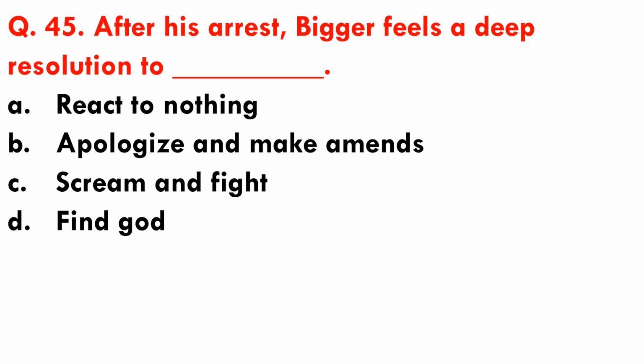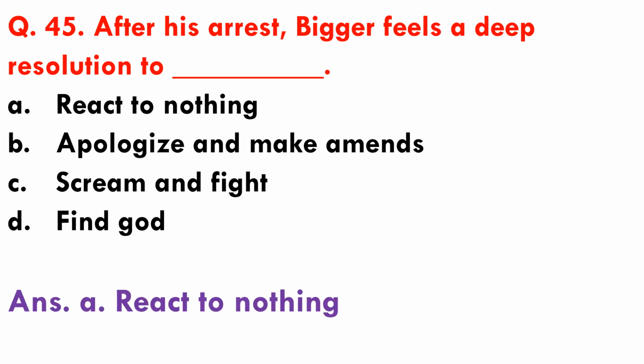Question number 45. After his arrest, Bigger feels a deep resolution to dash. Options are A. React to nothing, B. Apologize and make amends, C. Scream and fight, and D. Find God. So here correct option is option A, that is react to nothing. After his arrest, Bigger feels a deep resolution to react to nothing.